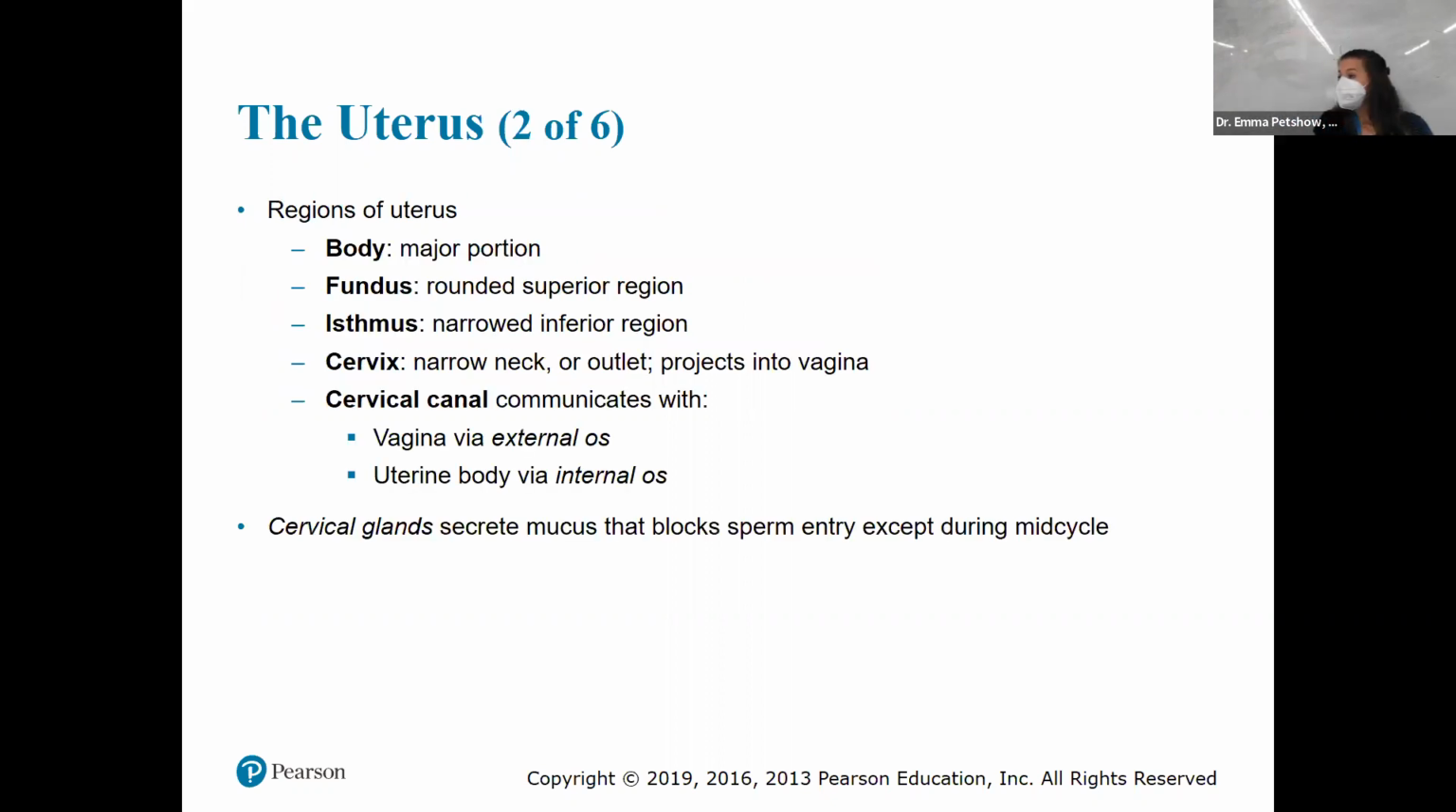The uterus has several regions: the body, the fundus, isthmus, cervix, and cervical canal. The body is the major portion. Fundus is the rounded superior portion. Isthmus is the narrowed inferior region. Cervix is the narrowed neck or outlet that projects into the vagina. And then the cervical canal communicates with the vagina via the external os, and the uterine body via the internal os. And then you have cervical glands that secrete mucus that blocks sperm entry, except during mid-cycle.